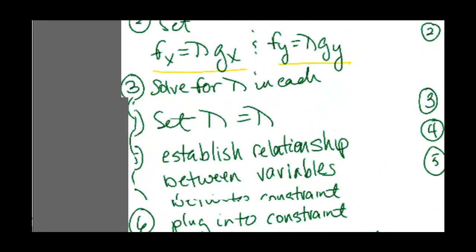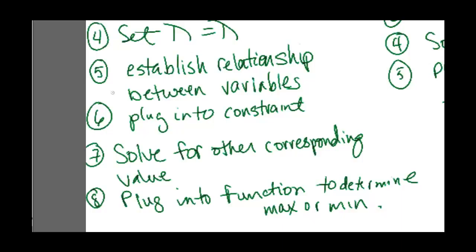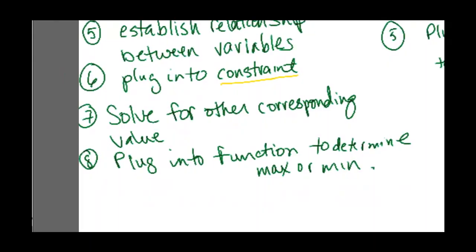Solve for lambda in both. Set lambda equal to lambda. Hopefully lambda equals itself. It's not having an identity crisis or anything like that. Establish a relationship between the x's and the y's. Plug into the constraint. Again, the constraint's the one that's equal to the number, your g of x. And then once you've got your constraint all in terms of one variable, solve for the value and then solve for the other value that corresponds to the value you just found, and then you plug into your original function. This is the f of x, y, or if it's got z as well, to determine the maximum.